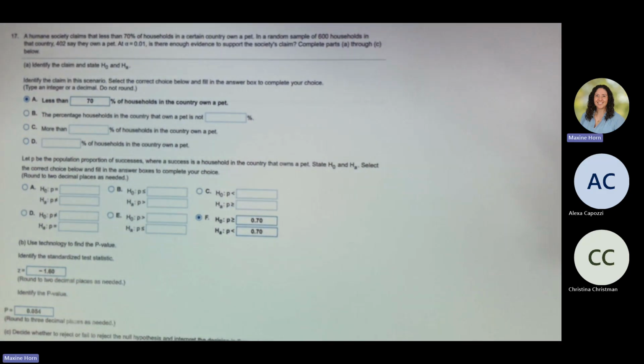Okay, a humane society claims that less than 70% of households in a certain country own a pet. In a random sample of 600 households in that country, 402 say they own a pet. At an alpha of 0.01, is there enough evidence to support the society's claim and complete all the parts? So again, we're just going to go from the top, solve the whole thing, and then fill in the answers that they want after I have a quick drink.